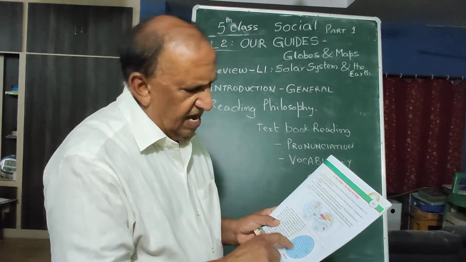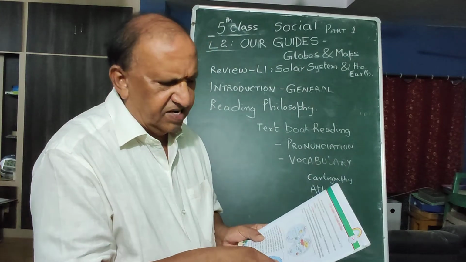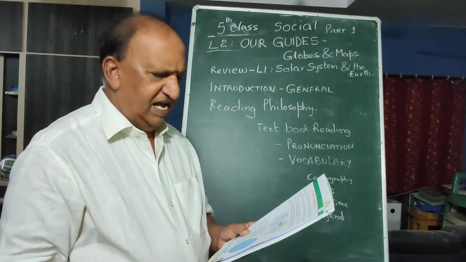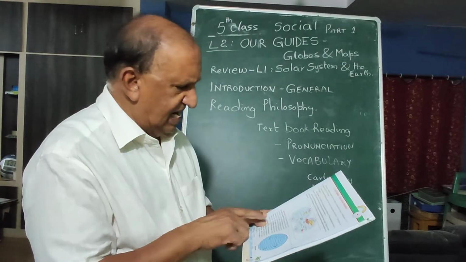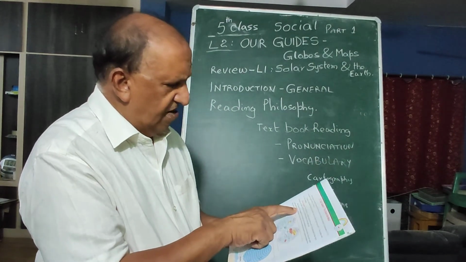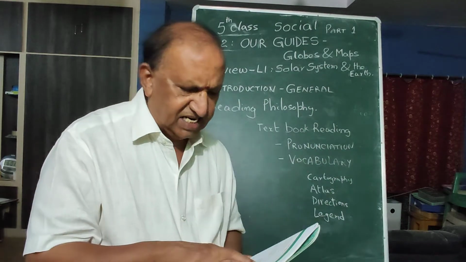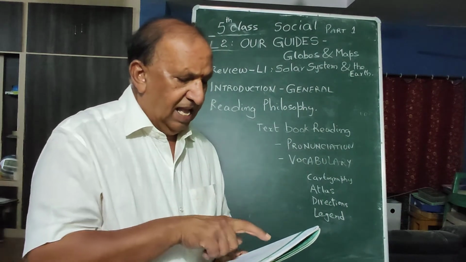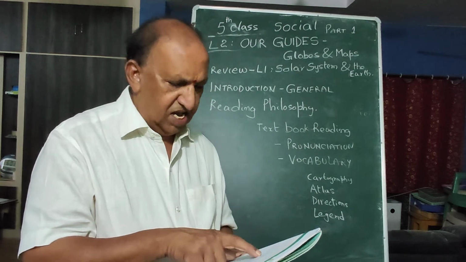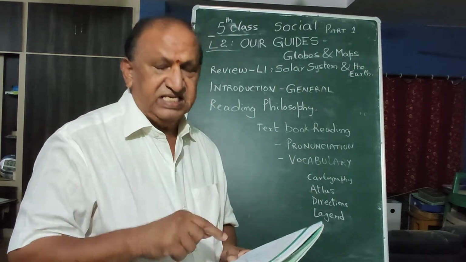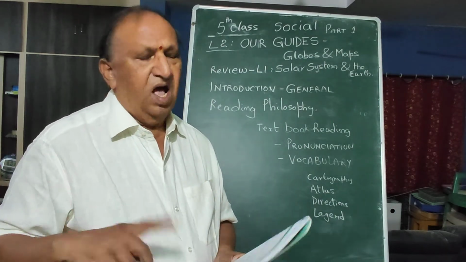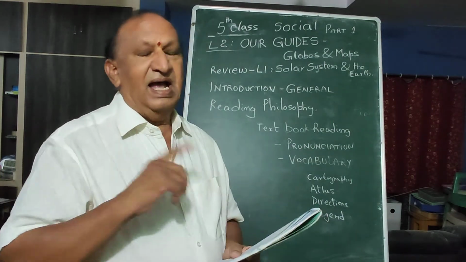Here we have only horizontal lines. There is another graph here on this page. You can see the vertical lines also. These are the horizontal lines. We have the imaginary horizontal and vertical lines on the globe. They are called latitudes and longitudes. We learnt about this in the last lesson also. Latitude and longitude.